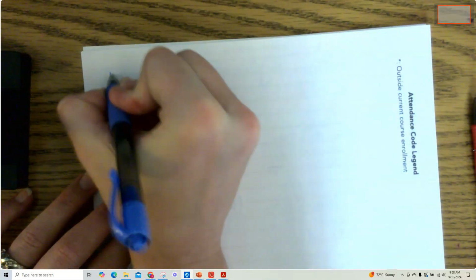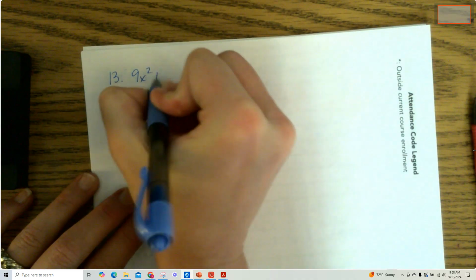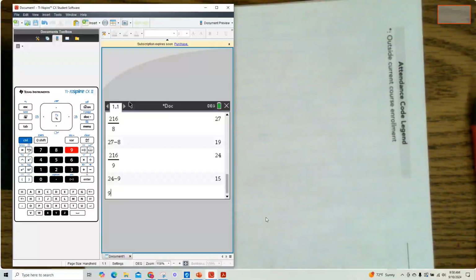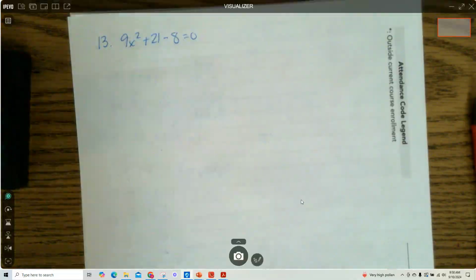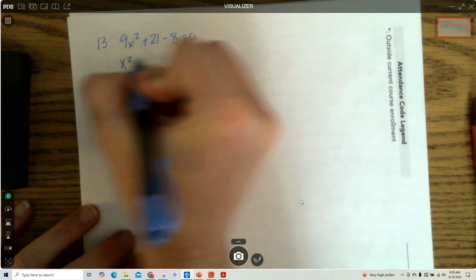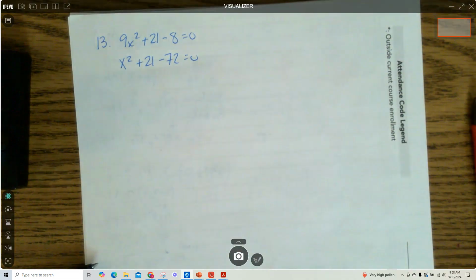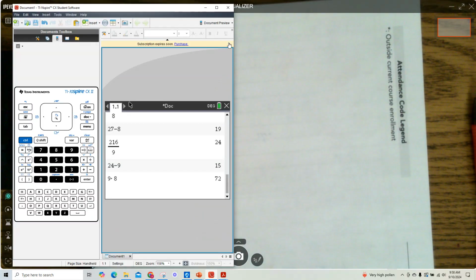9x squared plus 21x minus 8 equals 0. Minus 8. Yes. Okay, I can almost guarantee you that one's not going to factor. If I slide it, I get a 72. x squared plus 21x minus 72. Almost guaranteed that that one won't factor.